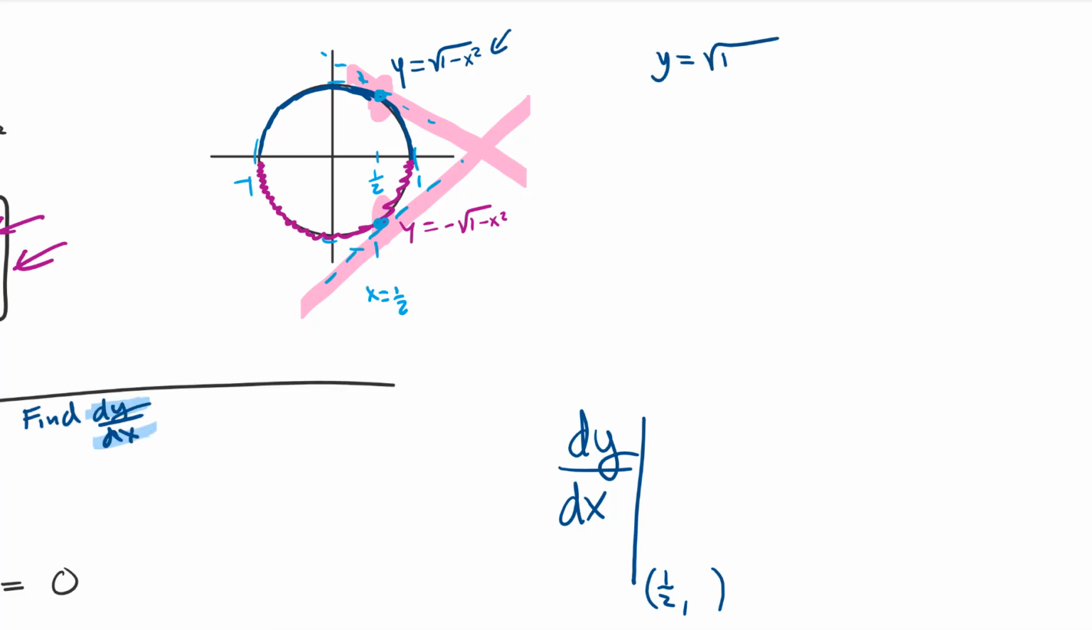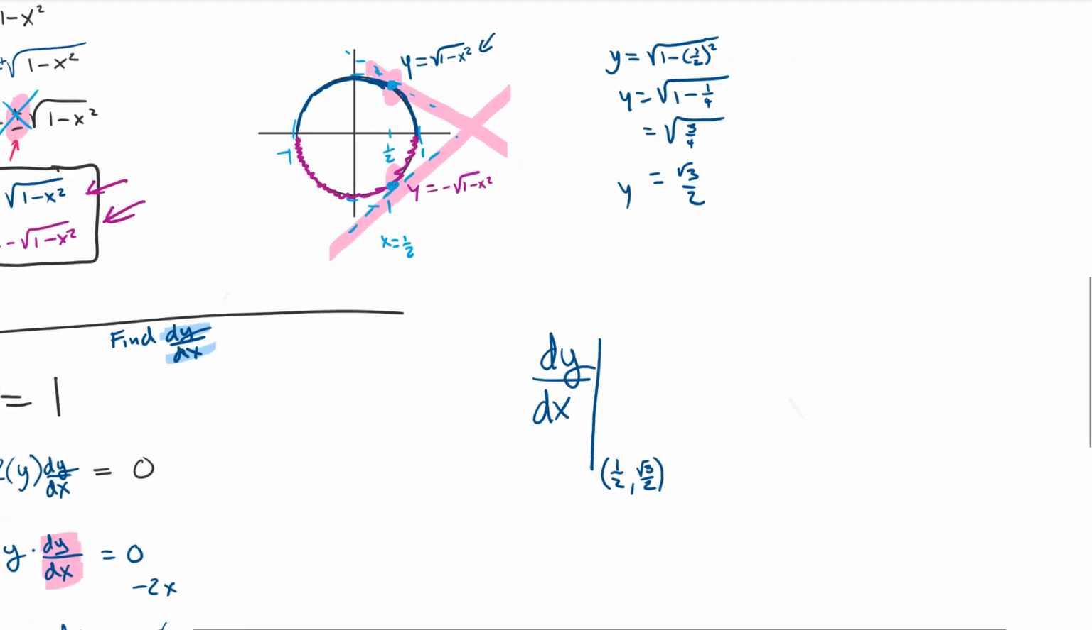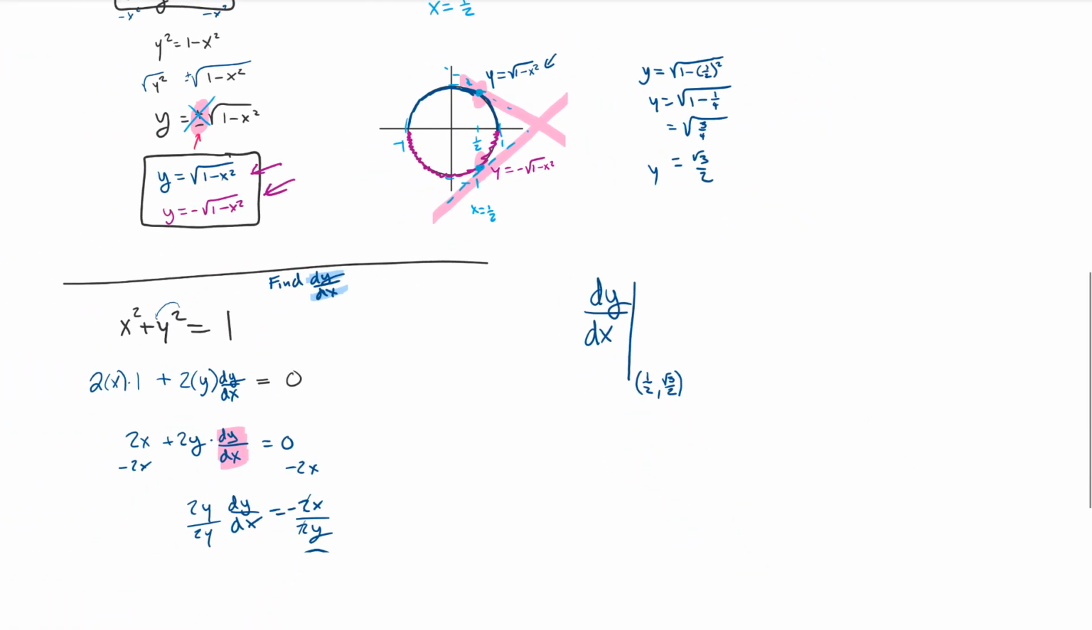So y is equal to the square root of 1 minus something squared. We're plugging in that 1/2. I wonder what that could be. 1 minus a fourth. I'm not going to show all the steps on this. Square root of 3 over 2. Weird, 1/2 and square root of 3 over 2 go together when we're talking about trig. So now we're saying take the derivative when x is equal to 1/2 and y is equal to root 3 over 2.